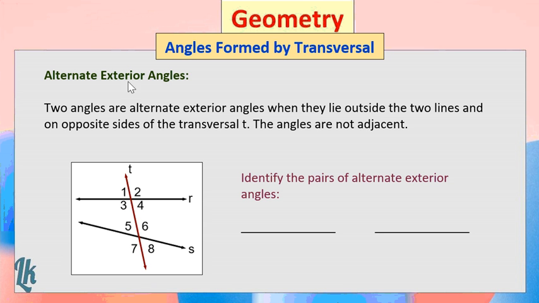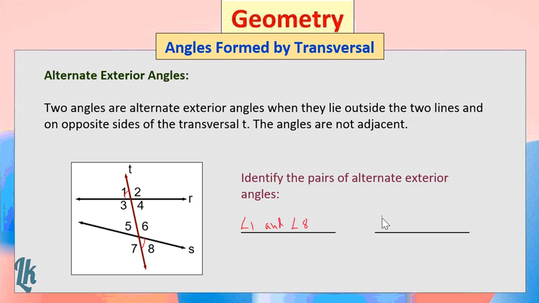When we say alternate exterior angles, the two angles should be outside the two lines and they should be on the opposite sides of the transversal. And of course, the two angles should not be adjacent. For example, we have angle 1. Angle 1 is on the left side in the exterior. Angle 8 is on the other side of the transversal, and it is also in the exterior. So angle 1 and angle 8 are alternate exterior angles.